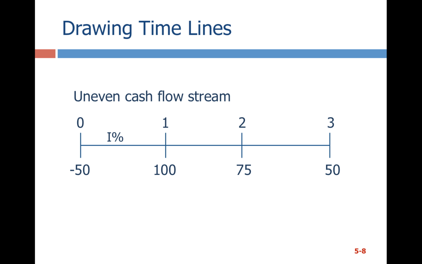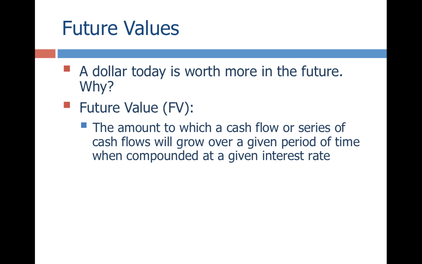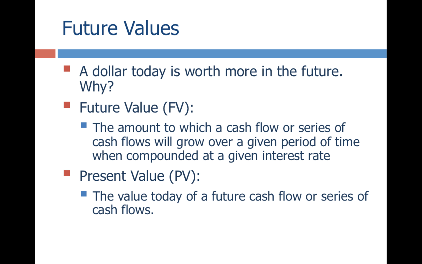The next question is going to ask us what the future value of $100 is after 3 years if it earns 10% annual compounding. Before we get into that, it's important to review future value. So, a dollar today is worth more in the future. If that's the case, why would that be? Future value and present value are going to help us answer those sorts of questions. Future value is defined as the amount to which a cash flow or series of cash flows will grow over a given period of time when compounded at a given interest rate. And present value is the value today of a future cash flow or a series of cash flows.